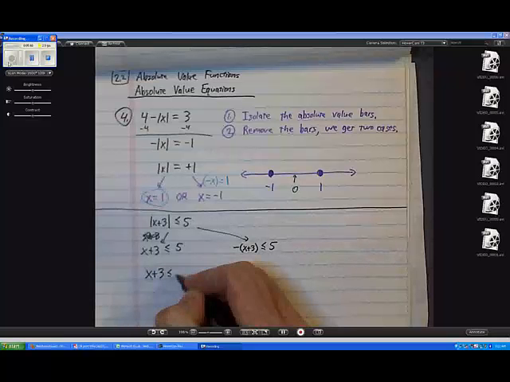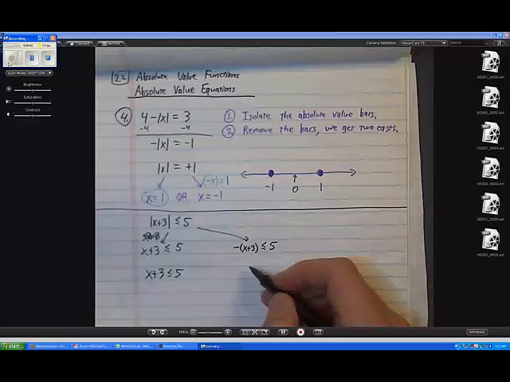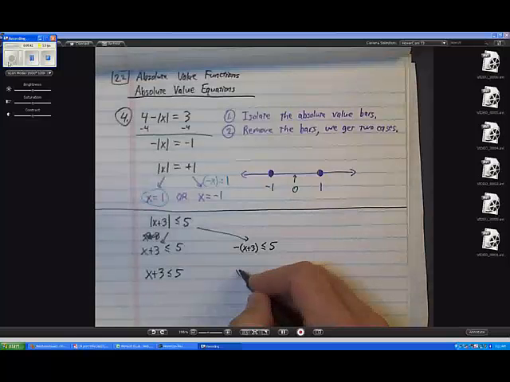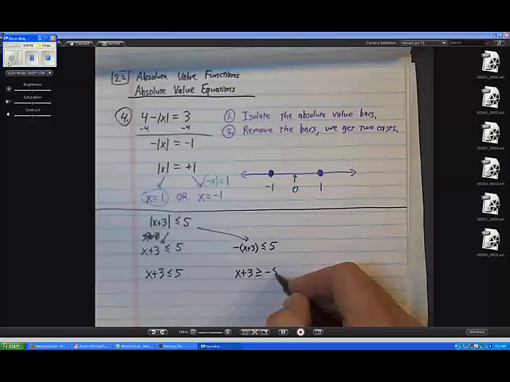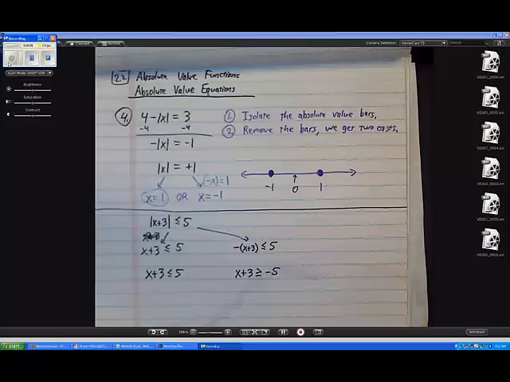And so what I write down here now, x plus 3 is less than or equal to 5. What am I going to write here? X plus 3 is what? Greater than or equal to -5. Okay? So that's what I wanted to remind you about, is that rule about negatives.